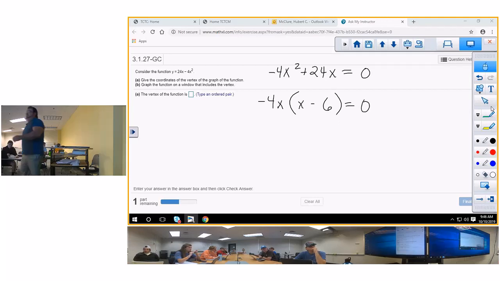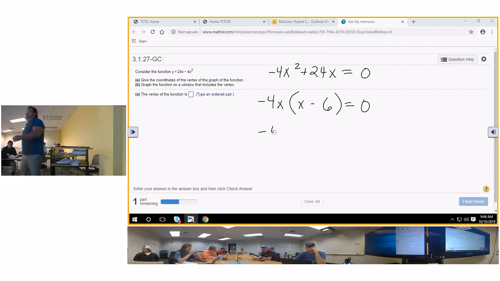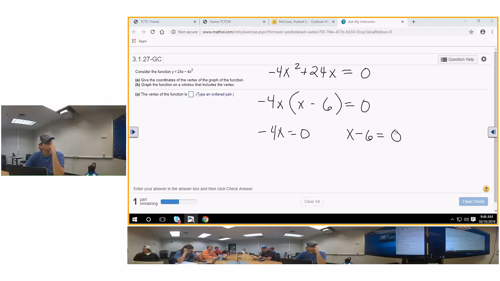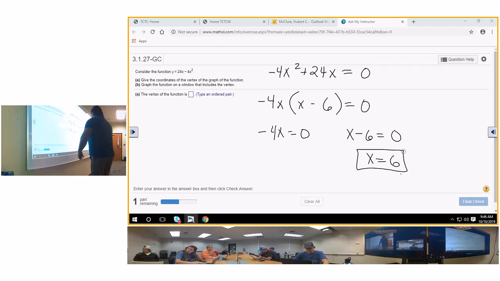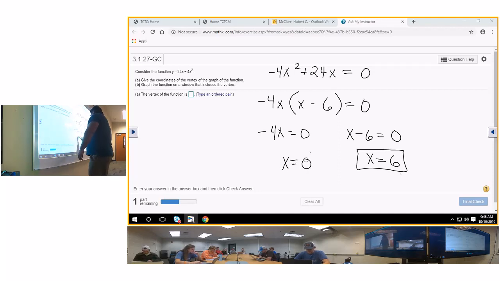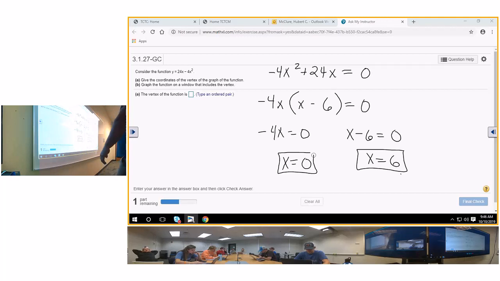So, all right, here we go. Negative 4x is equal to 0, and x minus 6 is equal to 0. And that's x equals 6. So we've only got one what? No, we got two intercepts. So x is equal to 0 and 6. So we got two x-intercepts. We got to find the vertex.